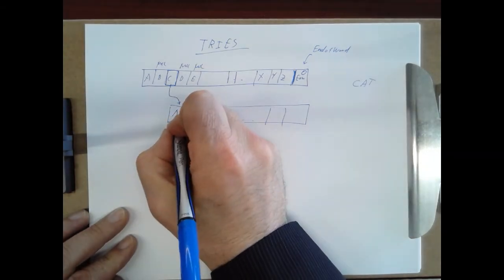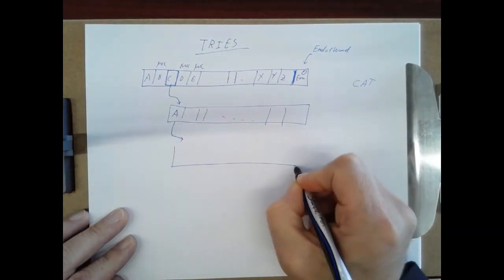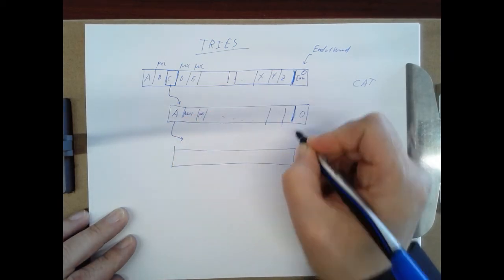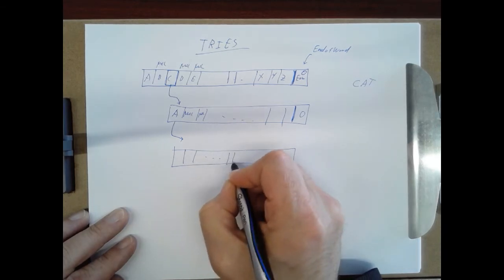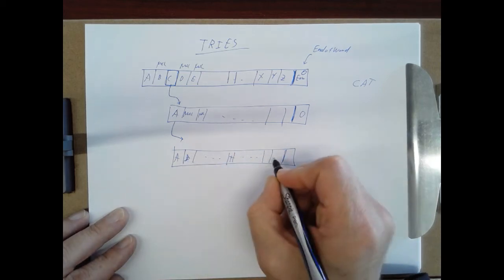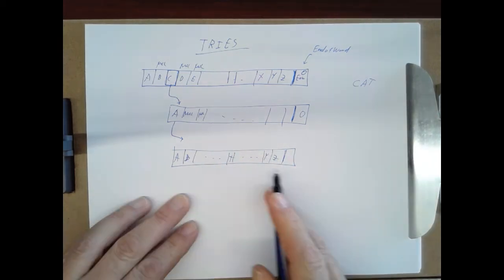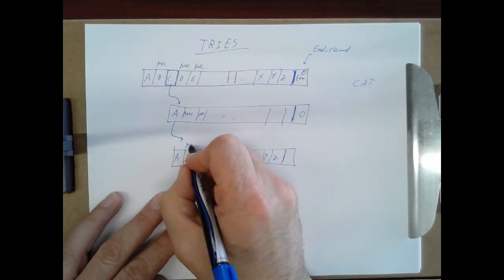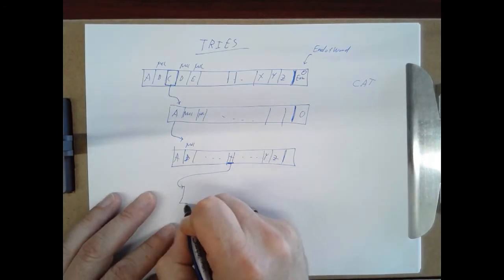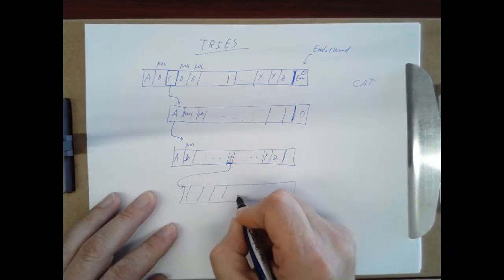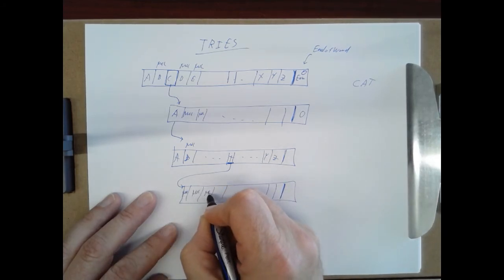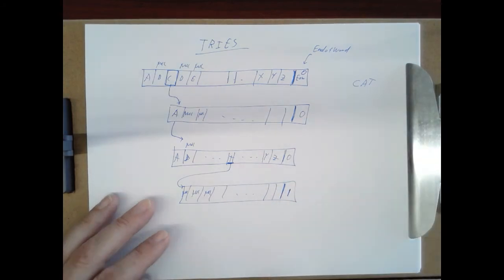And the A field is going to point to another node. And all of these are going to be null. And end of word will be 0. And on this node, all of these fields are going to be null, except for the pointer corresponding to T, and that's going to point to another node where all of these are null, and the end of word is equal to 1.